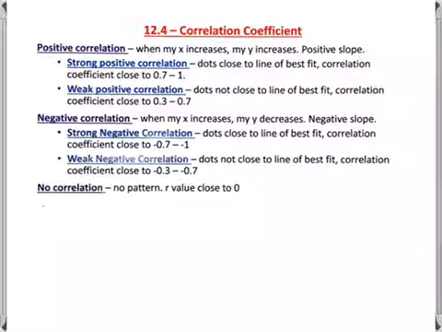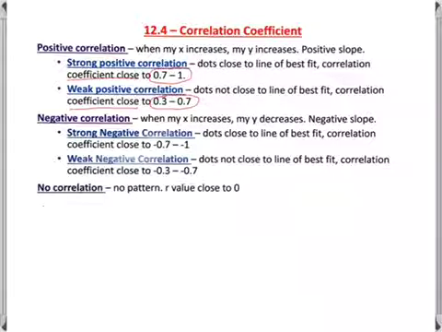Correlation coefficient. A positive correlation is when your x increases, your y increases, and you have a positive slope. Strong positive correlation, dots close to the line of best fit, and your correlation coefficient, or your R value, will be between 0.7 and 1. Weak positive correlation, dots not close to the line of best fit, and your R value or correlation coefficient is between 0.3 and 0.7.